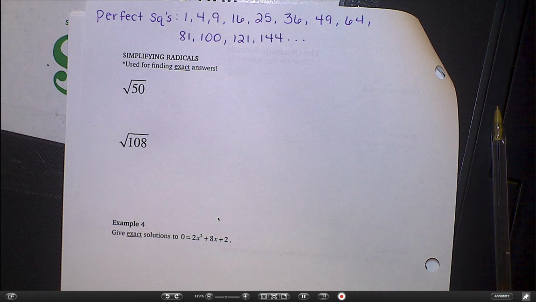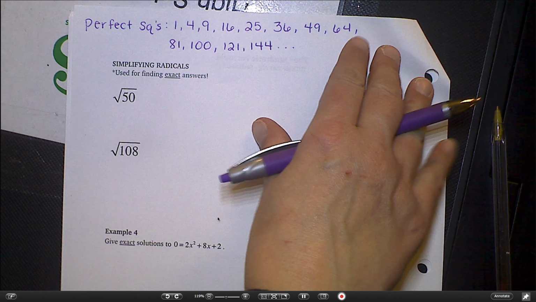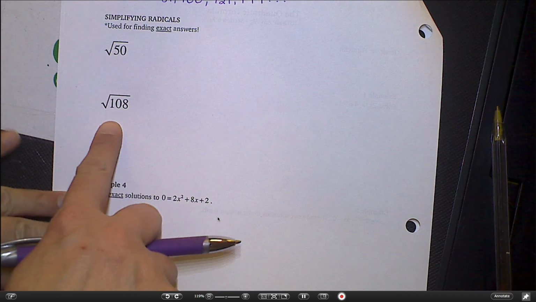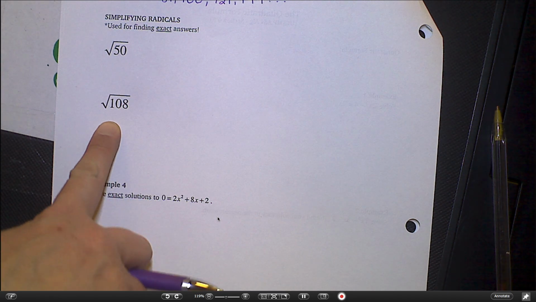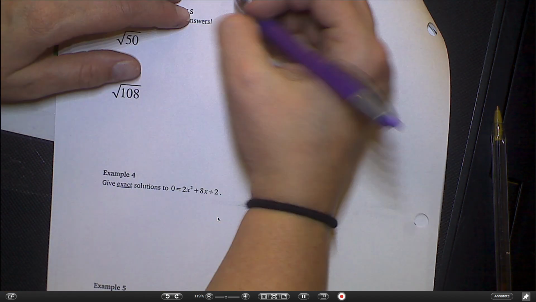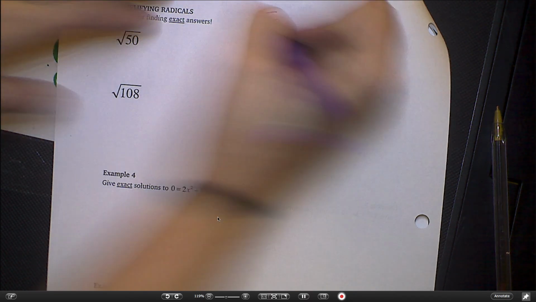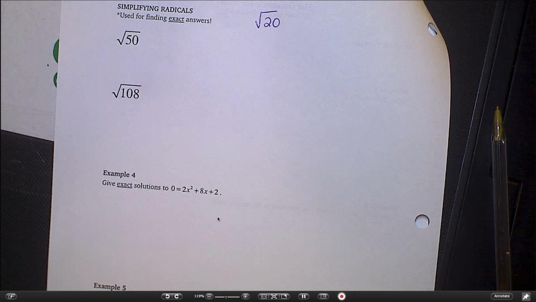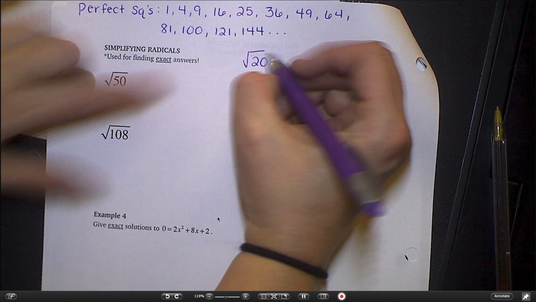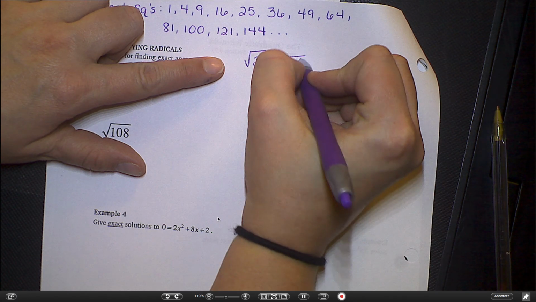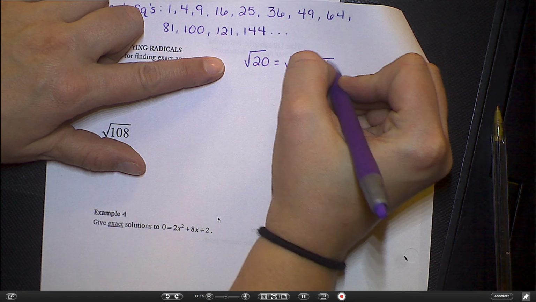Okay? So here's what I mean when I say simplify radicals. And I'm going to do a separate one besides these two. You can write it down if you want. You don't have to. If I take, for example, the square root of 20, that doesn't break down nicely, right? Like I can't take a square root of 20 and have it come out nice. All right? But I could rewrite that square root of 20 as the square root of 4 times the square root of 5.